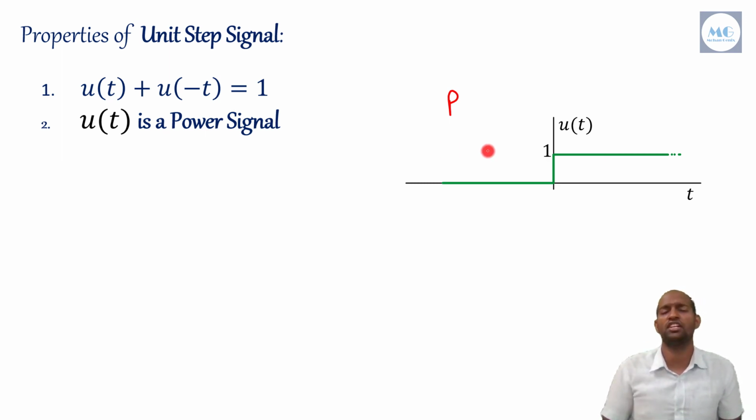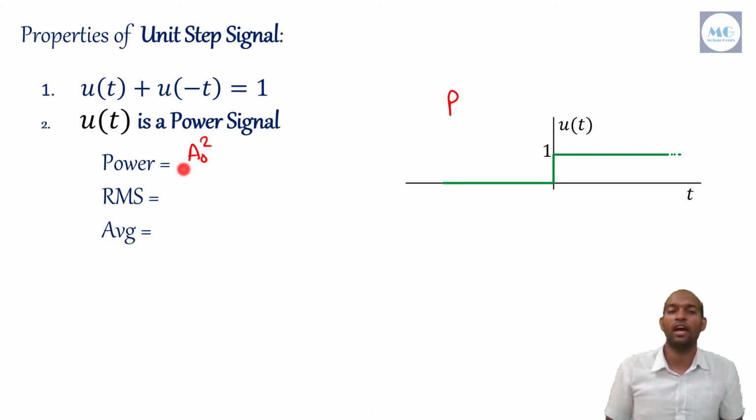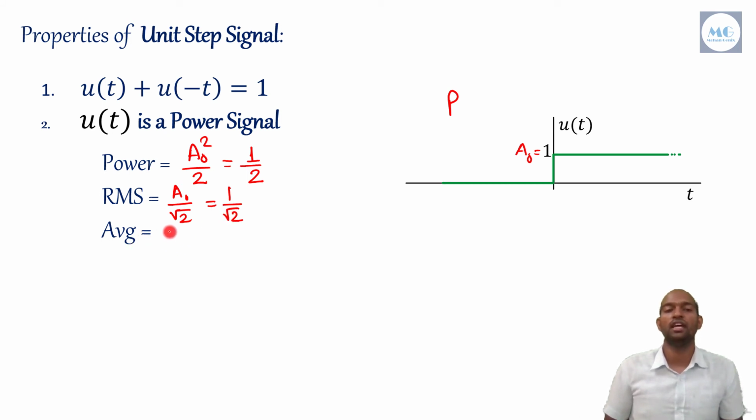And from our previous lecture, we also know that the power of this signal is A naught square by 2. And what is A naught? A naught is 1 in this case. That's why its power is 1 by 2. Again, what is the value of RMS? The value of RMS for this signal is A naught by root 2. A naught is 1, that's why its value will be 1 by root 2. And what will be the average? The average will be A naught by 2, that means the average will be 1 by 2. So remember these points. These will help you for any multiple choice question.